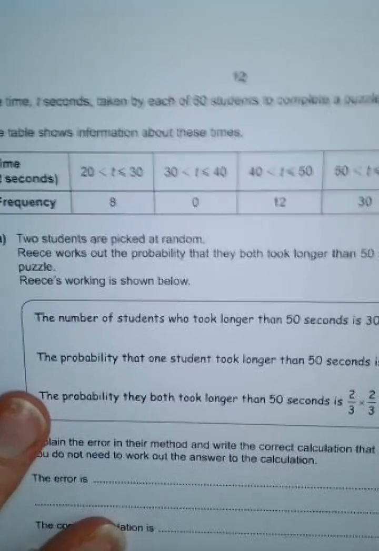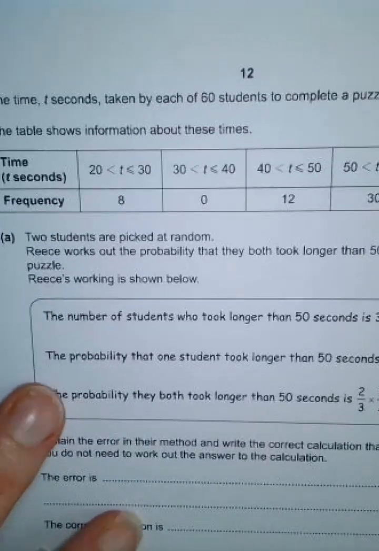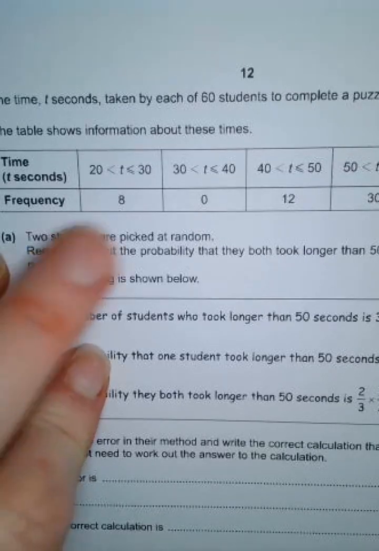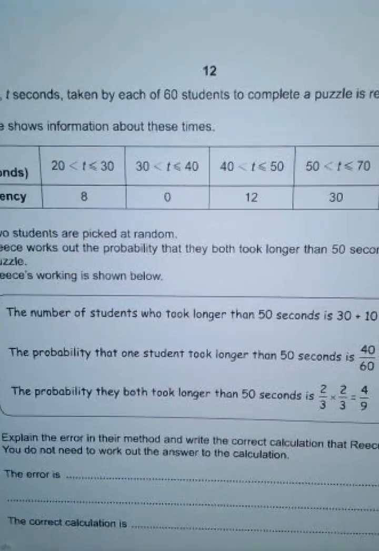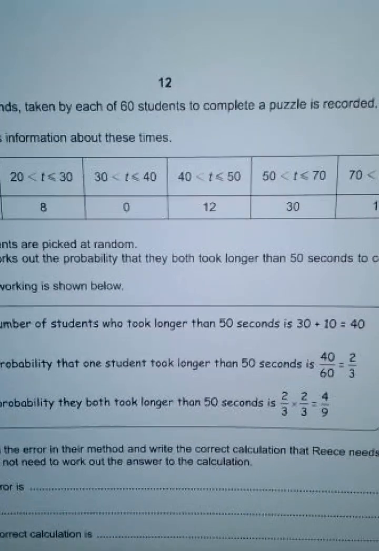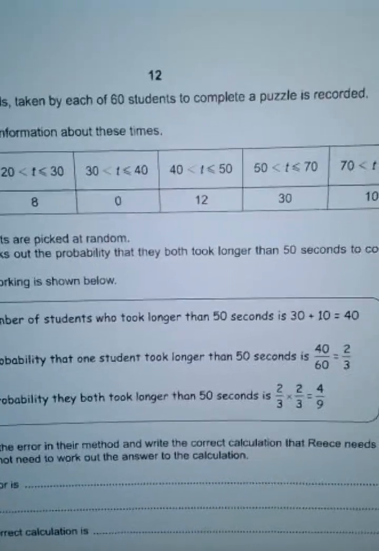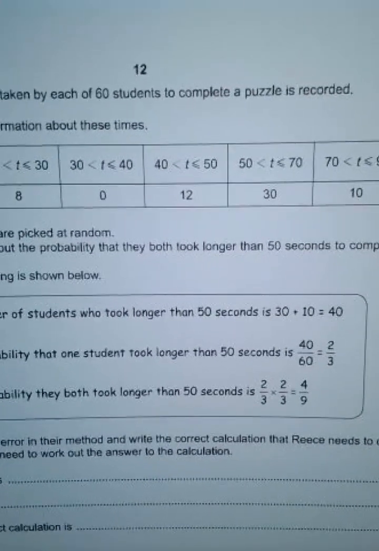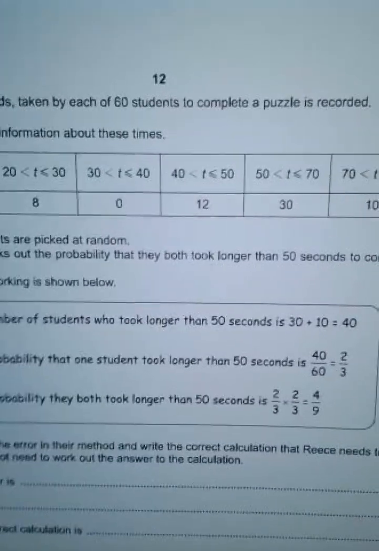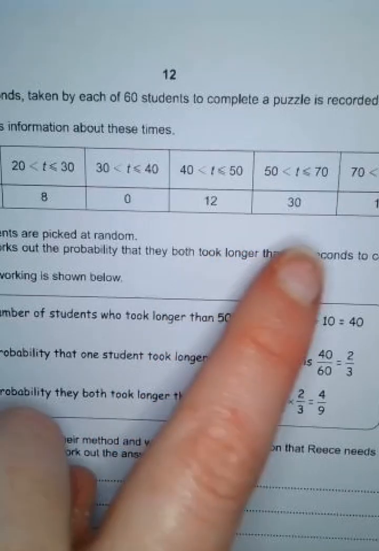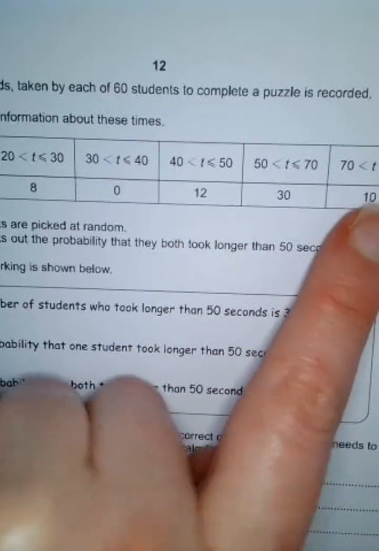Fit all of that in, as much as I can. Okay, so what this is showing is time taken for each of 160 students to complete a puzzle, and the time in seconds is across the top, these groups across the top. So we've got 20 to 30, 30 to 40, 40 to 50, 50 to 70, 70 to 90, and we've got 8, 0, 12, 30, and 10 on the end.